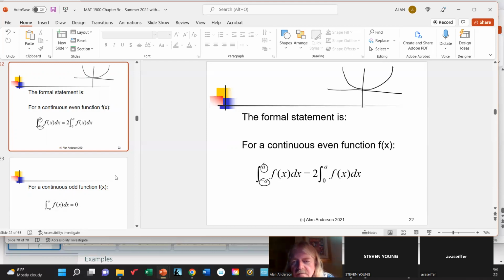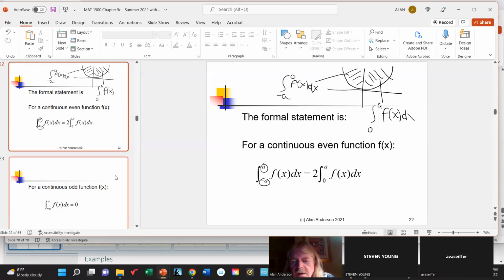Okay, in other words, what we have here is -a to 0. And what we have here is 0 to a. So basically what it's saying is don't bother doing them each separately. All you have to do is this one and then double it and you're all set. Now that may or may not be the most useful result in the world, but it's good to know that it works this way.